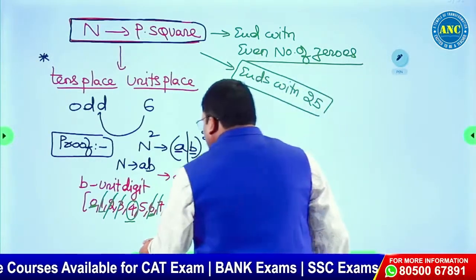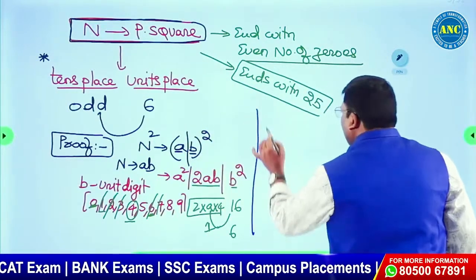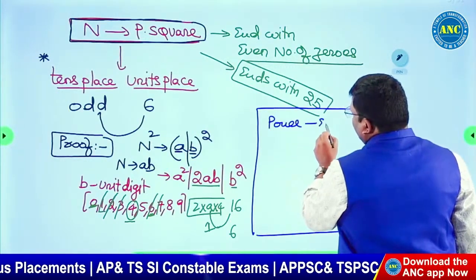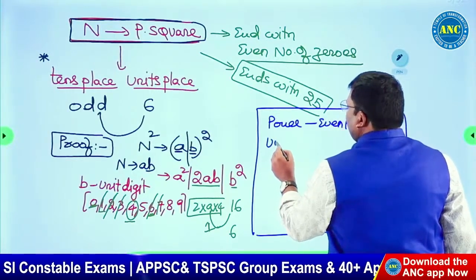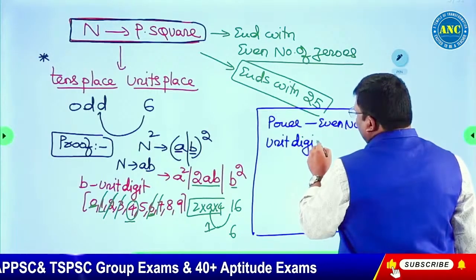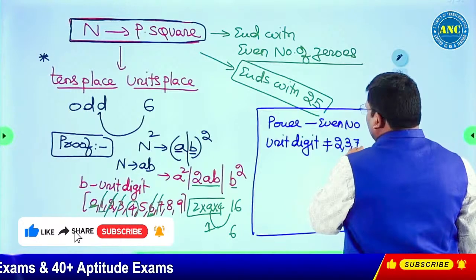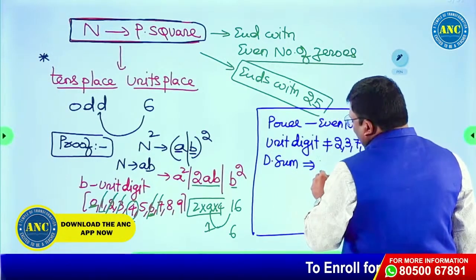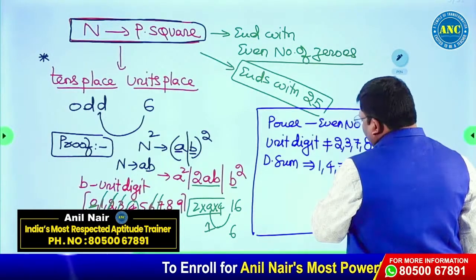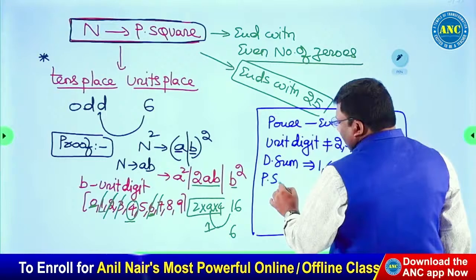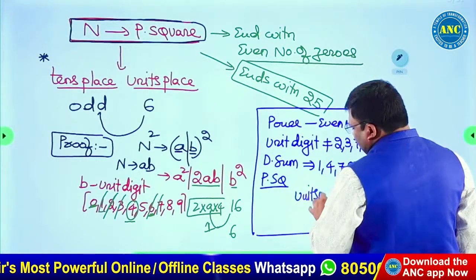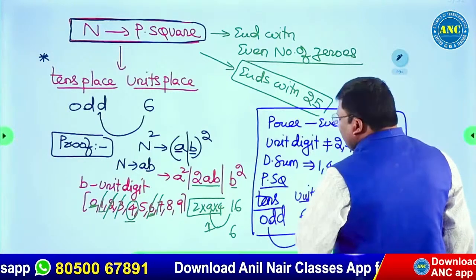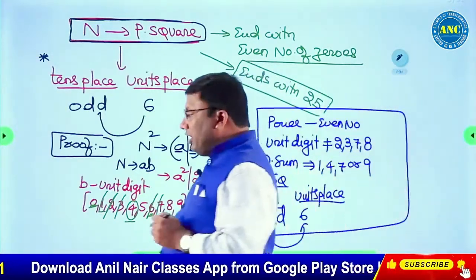Let me repeat: what are all the important key points related to perfect squares? Power should be an even number. The power of a perfect square is always an even number. Second one, if the number is a perfect square, the unit digit cannot be 2, 3, 7 or 8. The digital sum of a perfect square is always 1, 4, 7 or 9. A perfect square, if the units place is 6, then the tens place has to be odd. Or if the tens place is odd, the units place has to be 6.